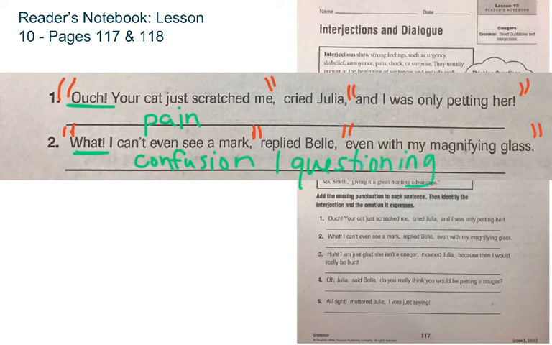And that's how you identify the interjection, add the quotations, and then say what that interjection is expressing, the feeling it's expressing. Go ahead and pause your video here. You can complete numbers 3, 4, and 5 on your own. When you're ready to move on, you can click play again, and we'll move to page 118.